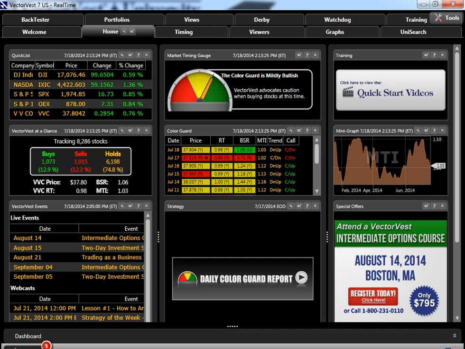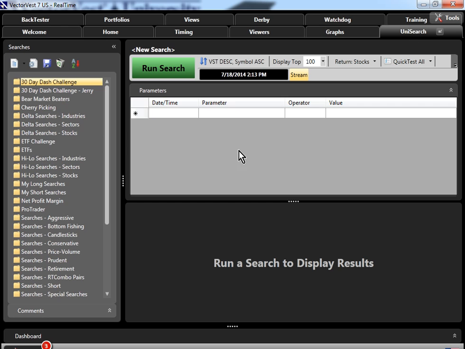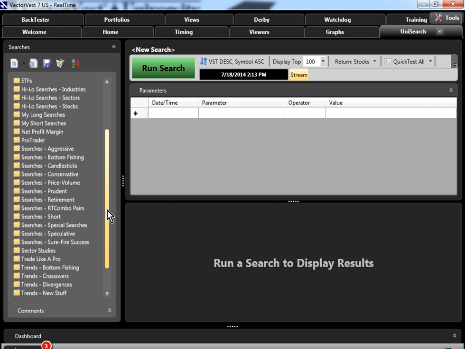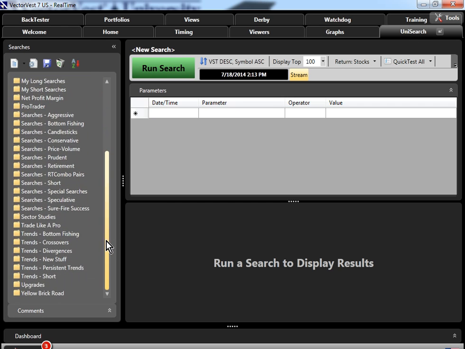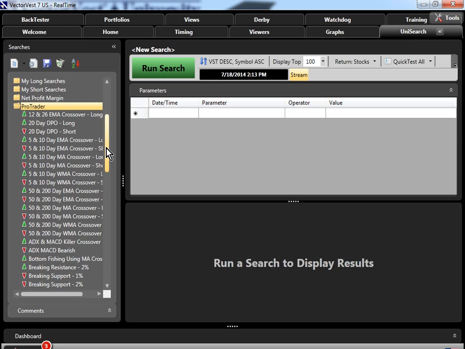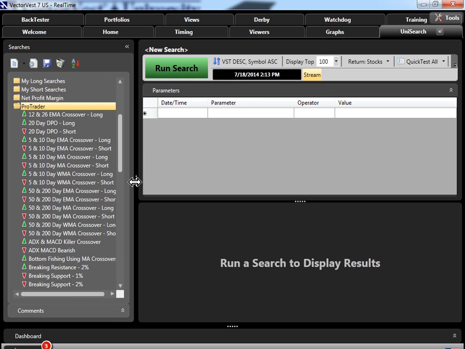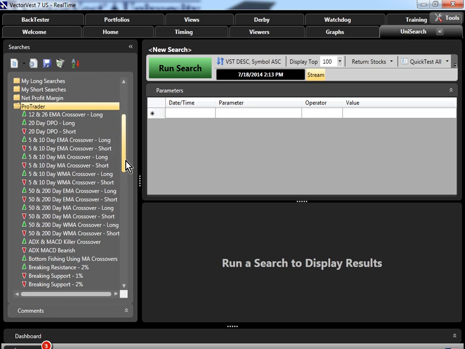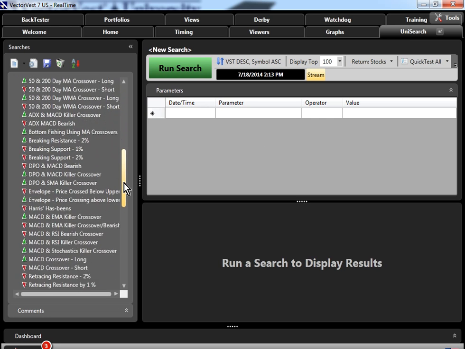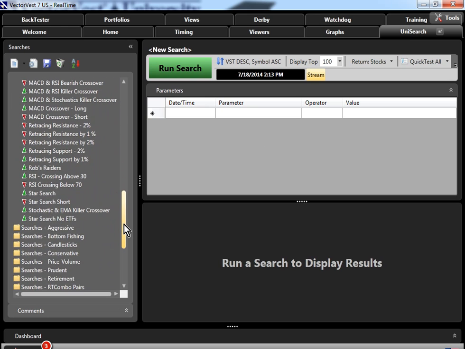Let me move us from the home page. I'm going to click on Unisearch, and I'm going to scroll us down to the Pro Trader folder. Remember, this particular search, since it uses technical studies as parameters, does require you to have the Pro Trader add-on module. We have included a link in the VectorVest views for you to sign up for a free 2-week trial. Now the search is called Star Search.